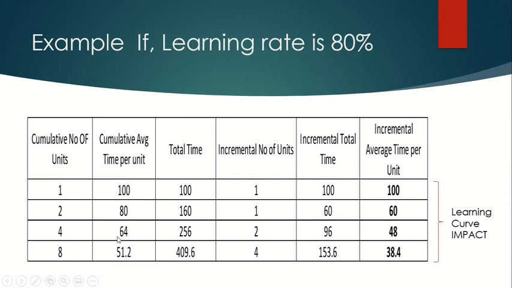If you're producing 8 units, our time will be 51 minutes because of the learning curve theory. Right, so here this is the average time. If we compute the total time, you can find this column here. Per unit 100 into 1, total time will be 100. Average time per unit 80, we are producing 2, so total time will be 160. 80 into 2, 64 into 4, 256. Here 51.2 into 8, you can see 409.6. So this is your total time.